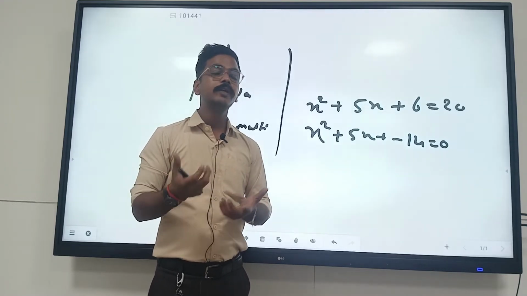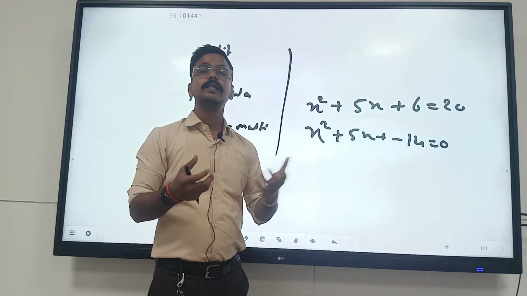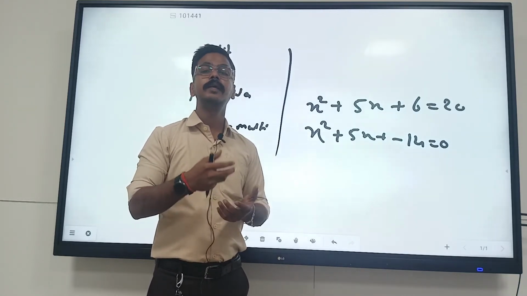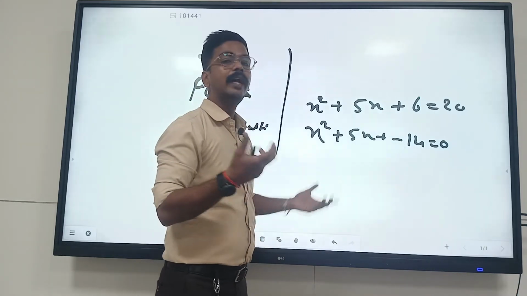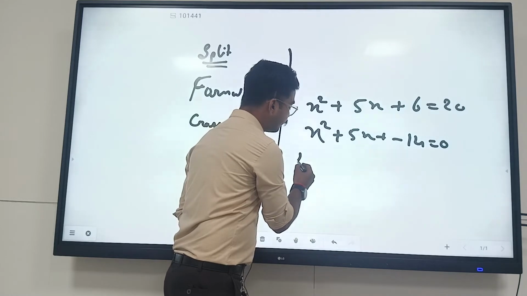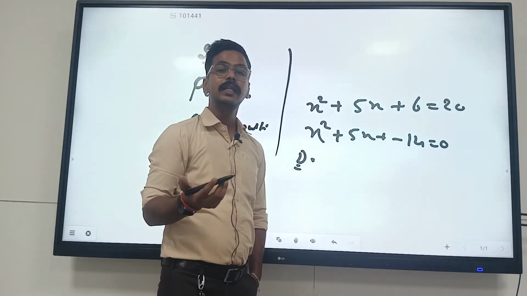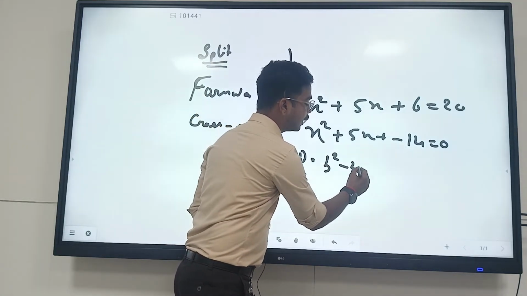So if you want to find the nature of roots, what type of roots will they be? Like they will be equal, they will be imaginary, they will be positive roots. What type of roots will be there? So we can find that by finding the value of D. What is D? D is the discriminant. And how we can tell this? We can tell this by the formula of b square minus 4ac.